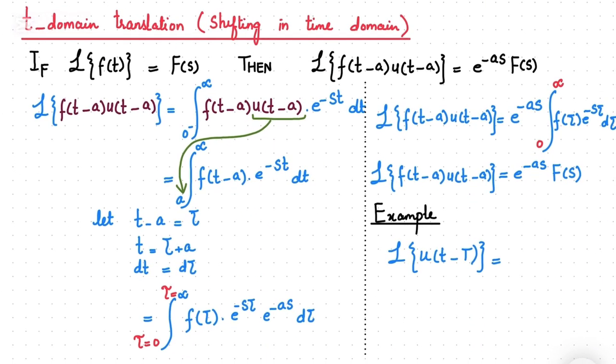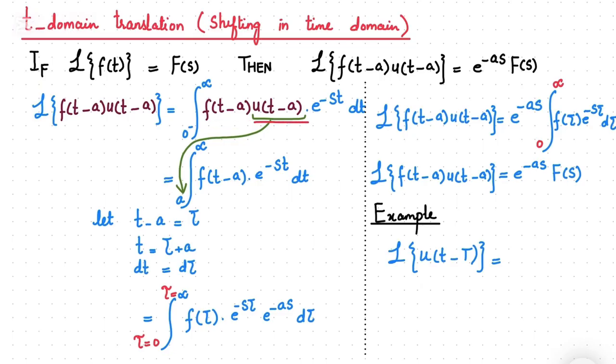Next is the time domain translation property. It means shifting in the time domain basically. Let's say we need to calculate the Laplace transform of f of t minus a into u of t minus a. When we calculate the Laplace transform of this function step by step, we have f of t minus a into u of t minus a.